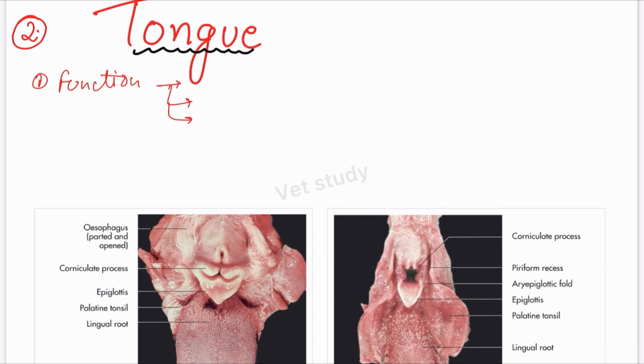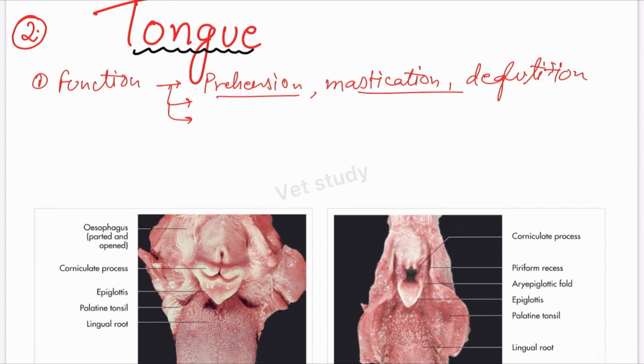There are different functions of the tongue for different species, and if we talk about animals, the main functions are prehension, mastication, and the third one is deglutition. So these are the three main functions for animals. And if we talk about humans, then this is the organ for taste also, as we all know, and in humans, it is the organ for speech.